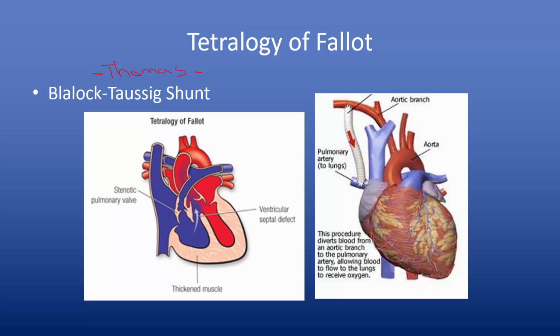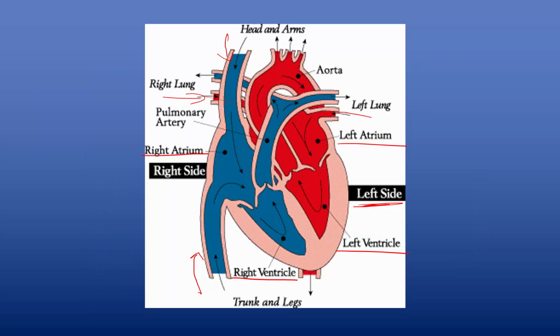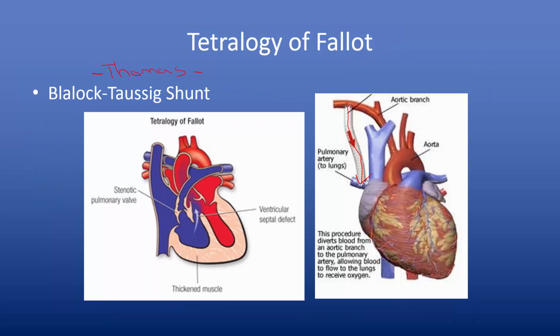And what they came up with was this Tetralogy of Fallot, or this shunt. So they added this aortic branch and they diverted it into the pulmonary artery. Now remember, from a couple slides ago, the pulmonary artery, this one, has blood flow going to the lungs. So when they put this shunt in, they diverted some of the oxygenated blood back to the lungs. And what this did was it increased the blood flow, which allowed blue baby syndrome to not really be of an effect, which is pretty cool.